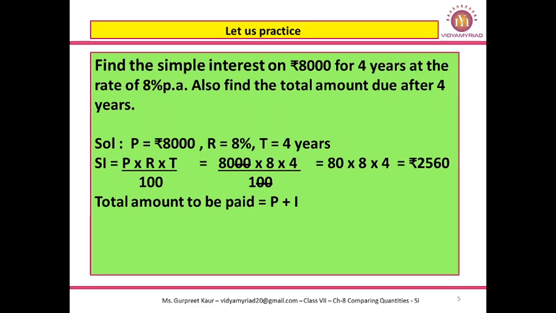Now they are asking what is the total amount due after 4 years. That means how much amount I will pay back. I will pay back 8000 as well as the interest, that is 2560. Add them together, you will get 10,560 rupees. So if you borrow 8000 rupees at 8% interest for 4 years, then after 4 years I need to pay back 10,560 rupees.